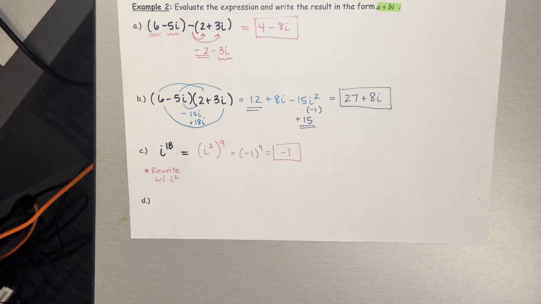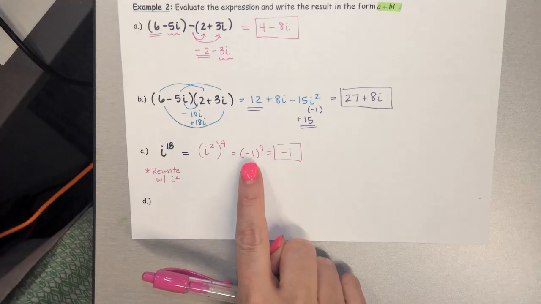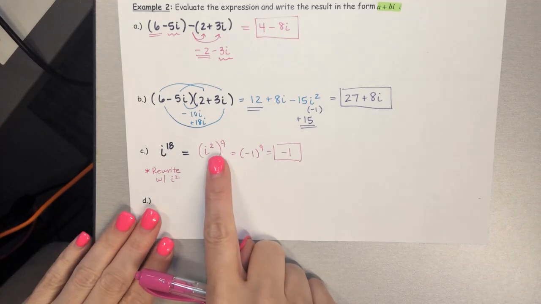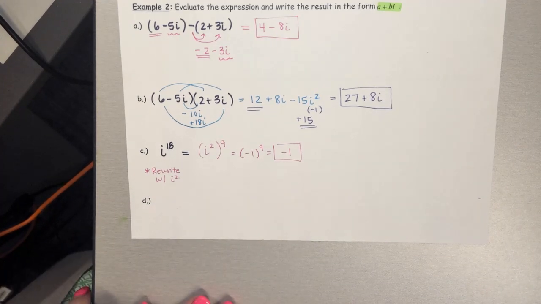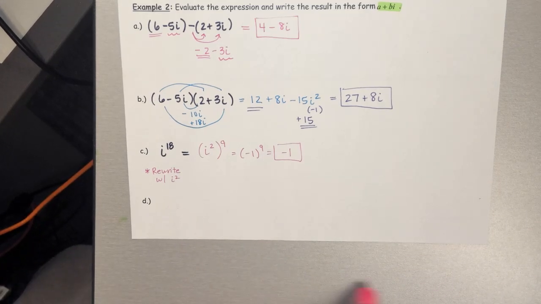So I just did negative 1 to the 9th. Yeah, you can have that step. I just want to see that there's something for how you got to that 18. Okay, so I don't need that. I just have i squared to the power of 9. Is that okay? And then I just went right to it. Okay.